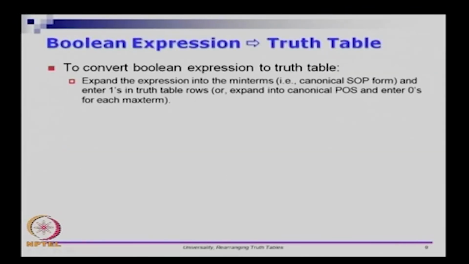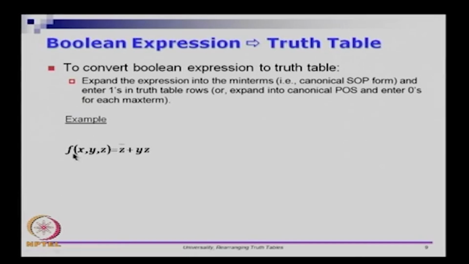Now let us switch to something else. We are going to look at how to go from Boolean expressions to truth tables and how to go from truth tables back to Boolean expressions. Converting a Boolean expression to a truth table is relatively easy. There are several ways in which you can do it; I will show you one way.